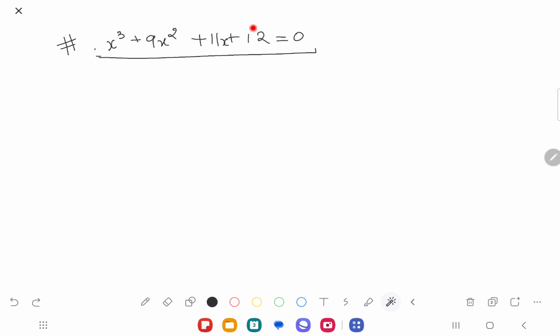Do you understand that 12 here is a number with no variable in it? 11x, what is 11x? 11x is an expression in which 11 is a number and x is a variable. Here, in 9x square, 9 is a number and x is a variable. Yes or no?